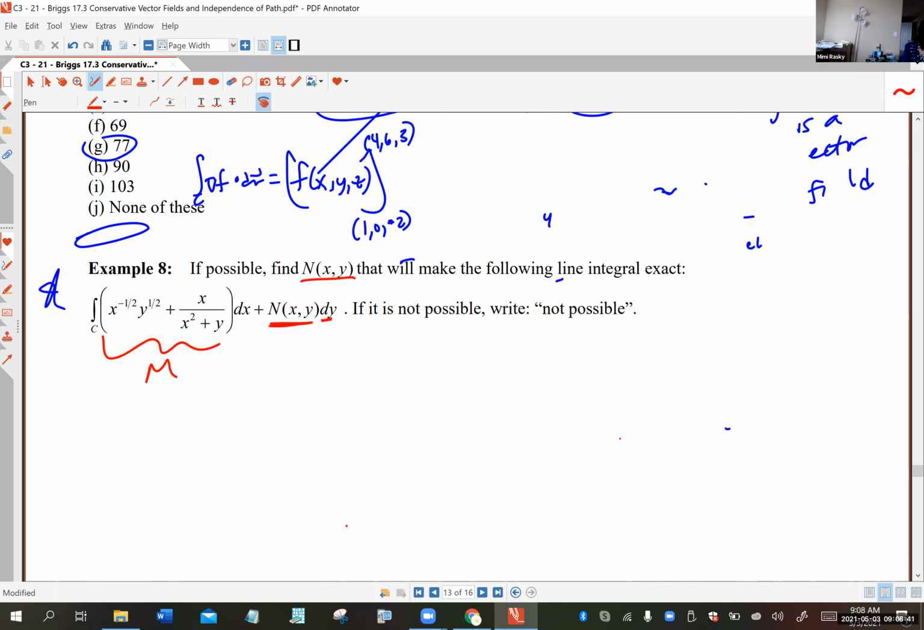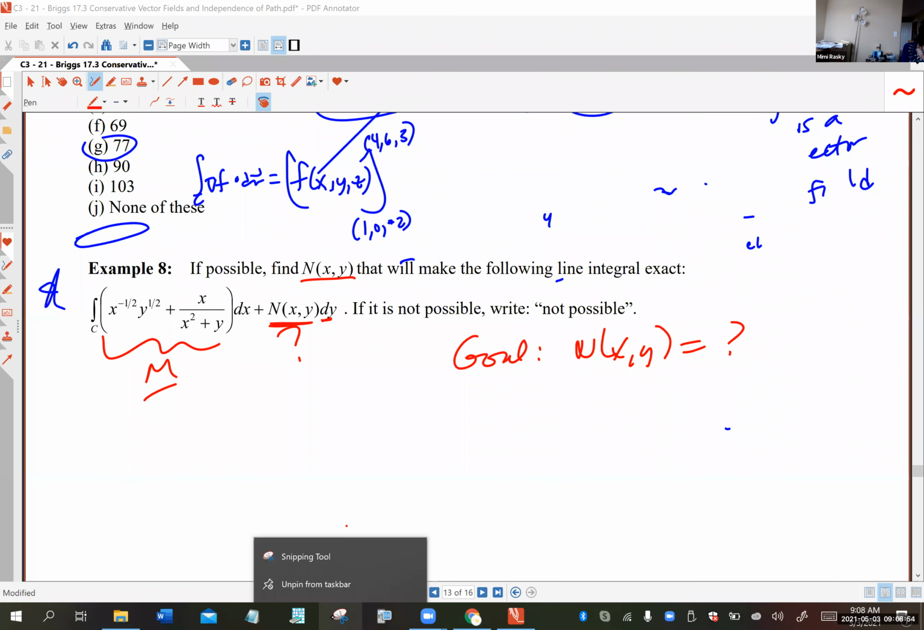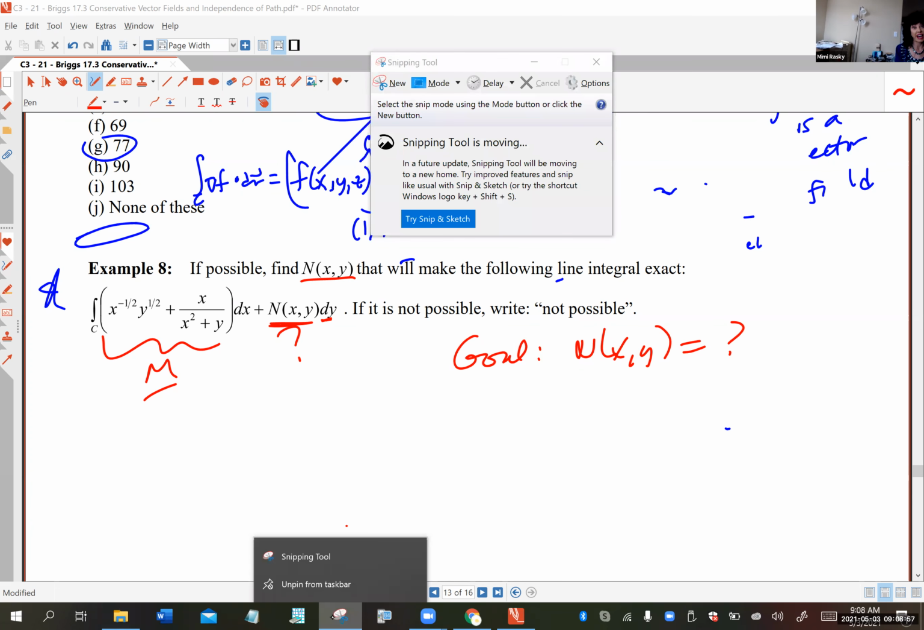Okay, so you've got your M, and then who knows what N is. So the goal is N is equal to who knows what. Okay, and we're going to get the format for it. So let's go recover the potential function, because if it is exact, there is a potential function. There has to be. So that's the whole point.